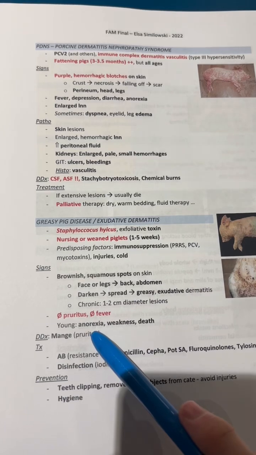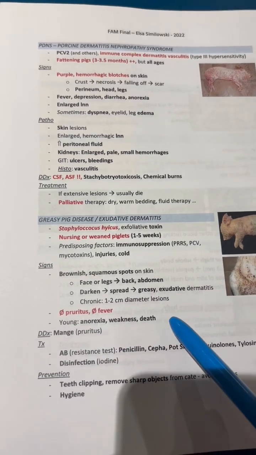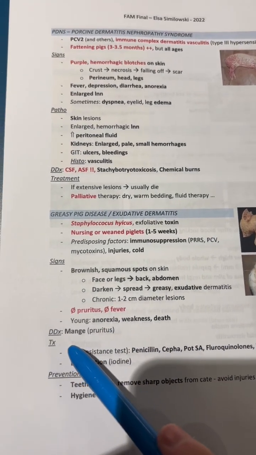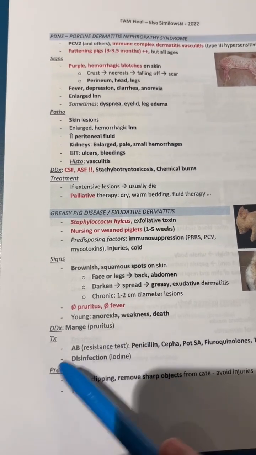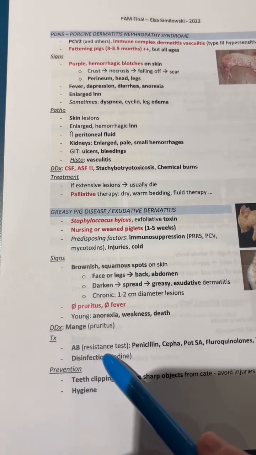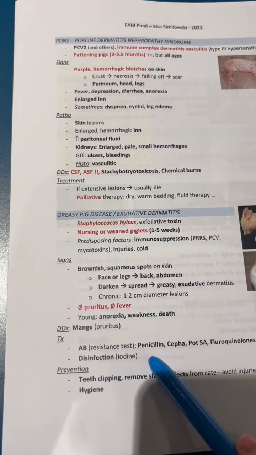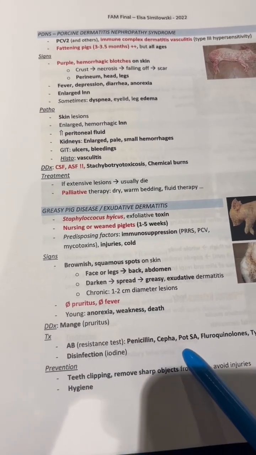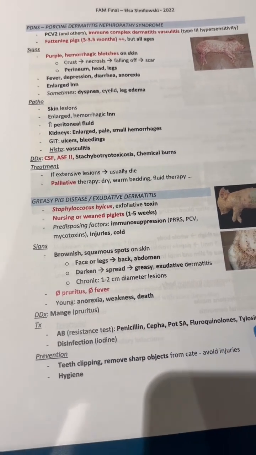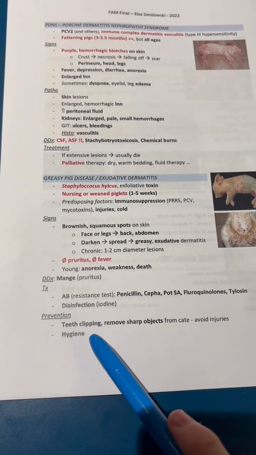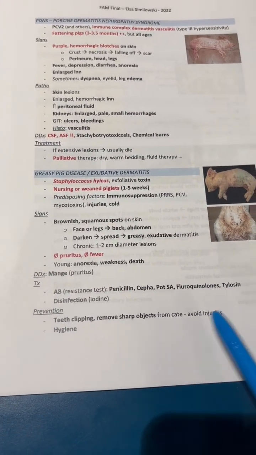It occurs in young animals and it causes anorexia, weakness, and death. Differential diagnosis is mange, but mange has pruritus. For the treatment, give antibiotics after a resistance test, and the typical antibiotics are penicillin, cephalosporins, and potentiated sulfonamides, and fluoroquinolones, and tylosin. Prevention, have teeth clipping and remove sharp objects from the crate, and avoid injuries and have good hygiene.